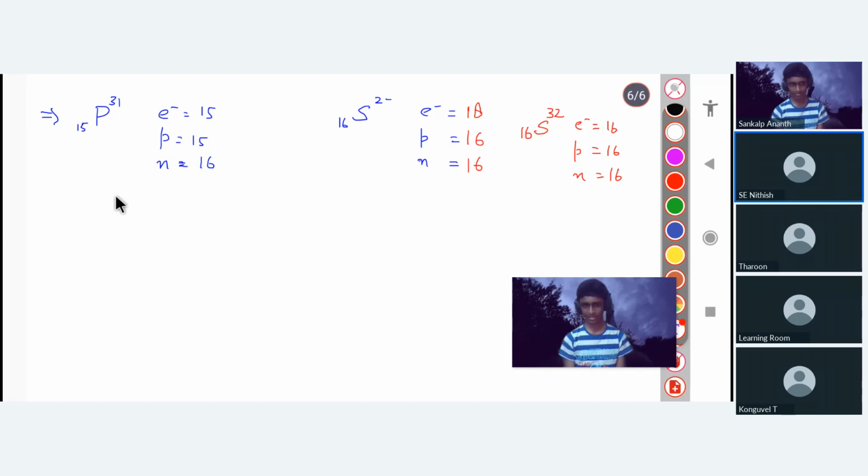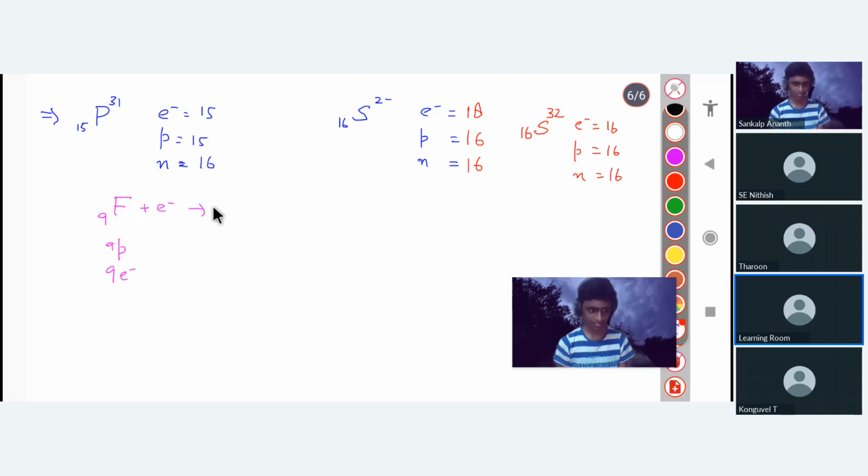Sir, how can we identify this? Okay, if you don't understand, I will give you an example. Fluorine, its atomic number is 9. It has 9 protons and 9 electrons, right? But if it gains one more electron, it becomes F negative, that is the fluoride ion. So here it will have 9 protons, but the electrons will be 10. Got it? Yes, sir. Exactly.